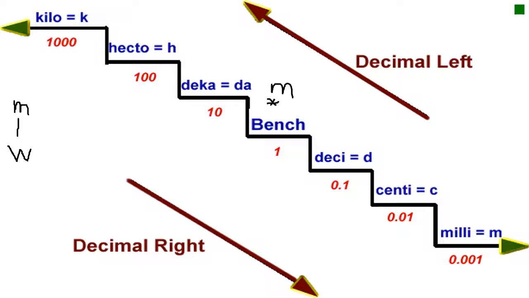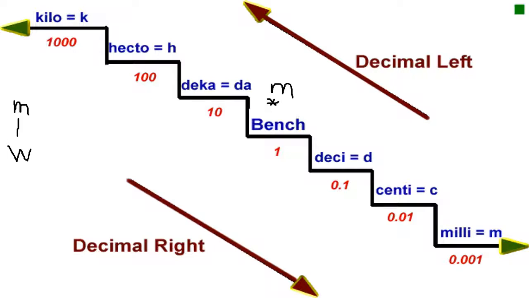Okay, and what's of interest for us is if we go 1, 2, 3, we now have 1,000 meters, which is 1 kilometer. Going in the opposite direction, if we go all the way down 1, 2, 3 steps, we have 0.001 of a meter, which is equal to 1 millimeter.